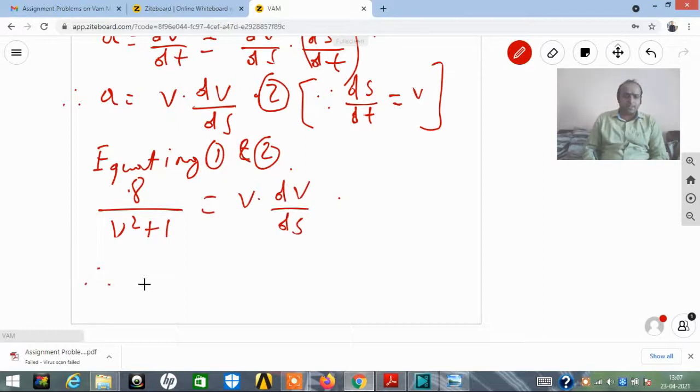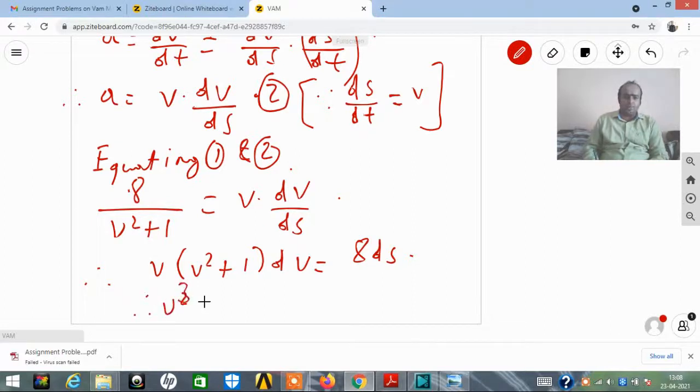Therefore, it is v into v square plus 1 into dv is equal to, I can write 8 into ds. I have just cross multiplied the values. So therefore v cube plus v into dv is equal to 8 into ds.